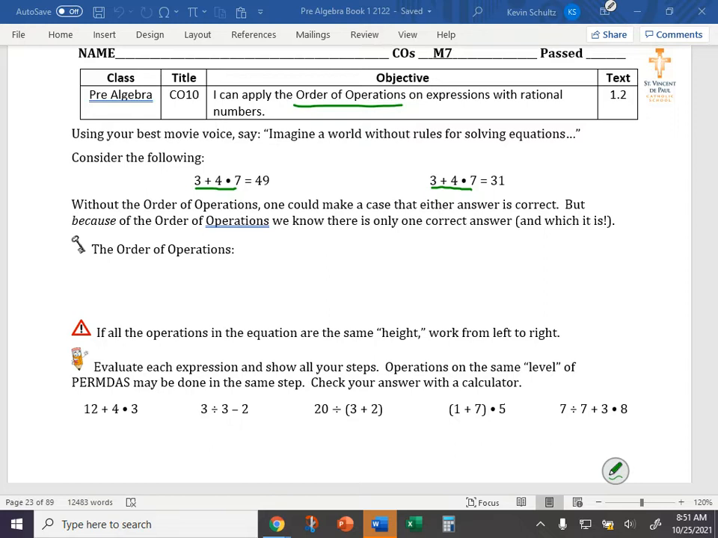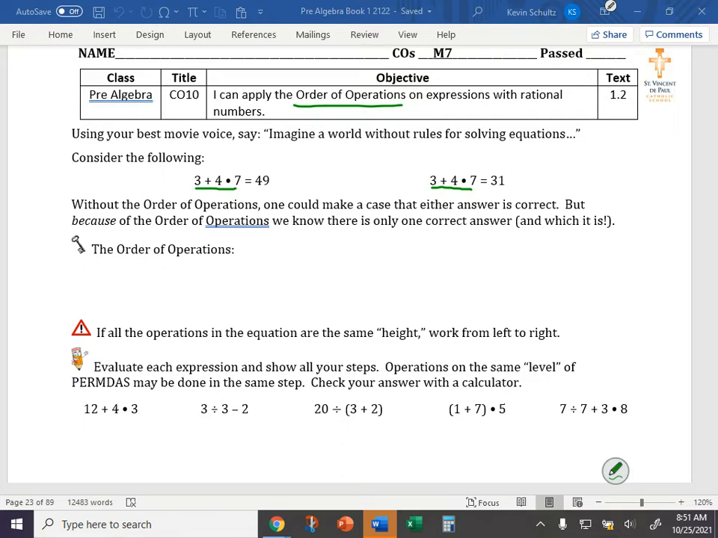7 times 3 plus 4 would give us 25. Right? We don't want to rearrange anything from this, but the way it's written, how would you get an answer of 49? John? I see no parentheses. The way it's written, how would you get 49? The way it's written. Quentin?